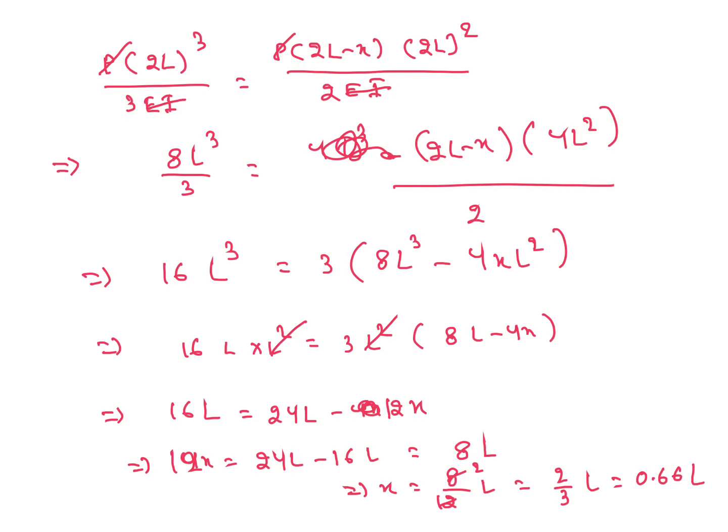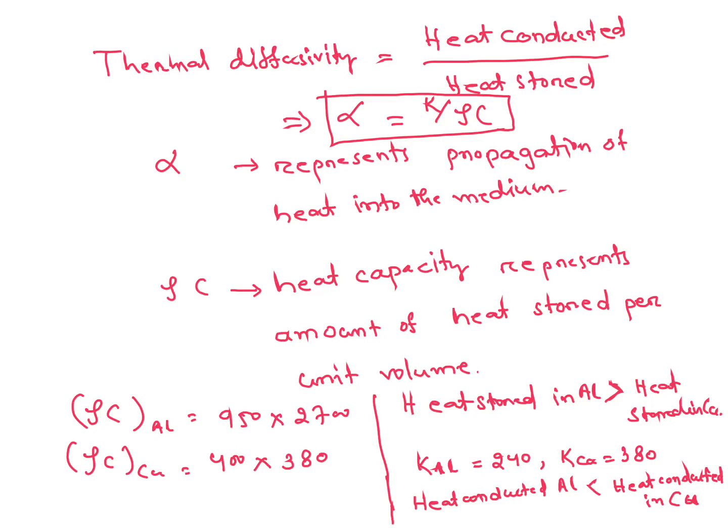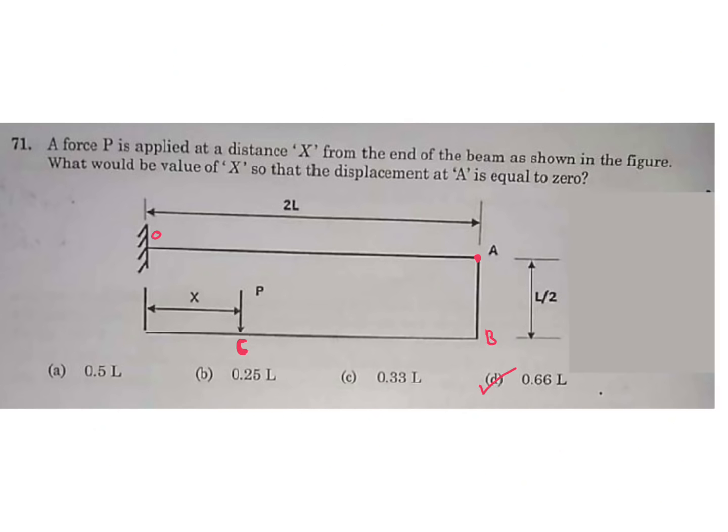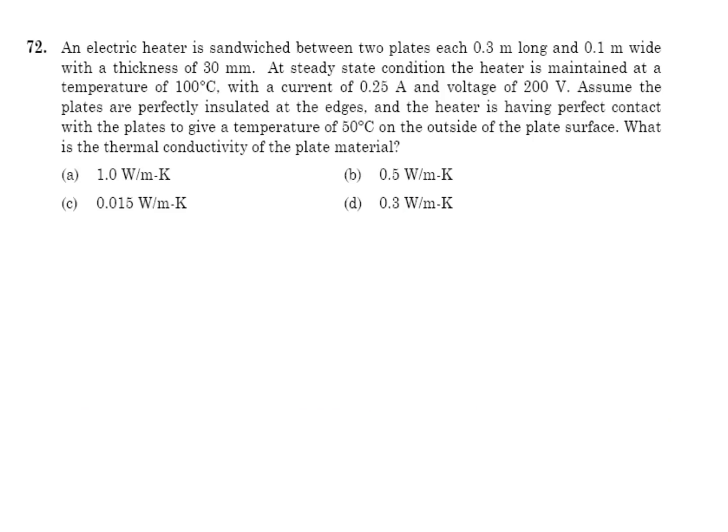Question is, an electric heater is sandwiched between two plates, each 0.3 meter long and 0.1 meter wide, with a thickness of 30 mm. At steady state condition, the heater is maintained at a temperature of 100 degrees Celsius with a current of 0.25 amps and voltage of 200 volt. Assume the plates are perfectly insulated at the edges and the heater is having perfect contact with the plates to give a temperature of 50 degrees Celsius on the outside of the plate surface. What is the thermal conductivity of the plate material?